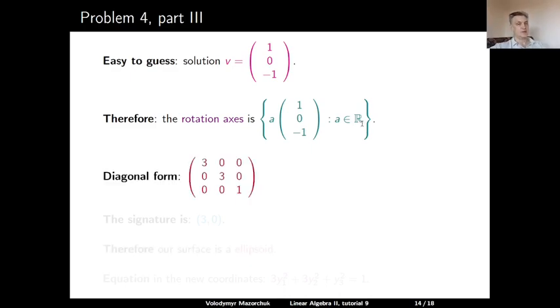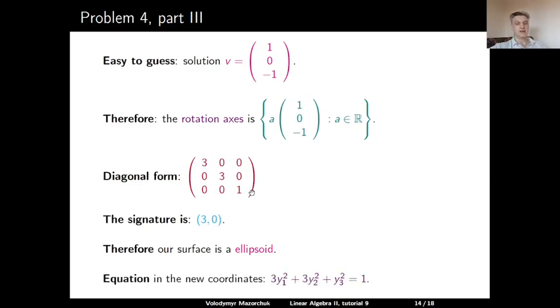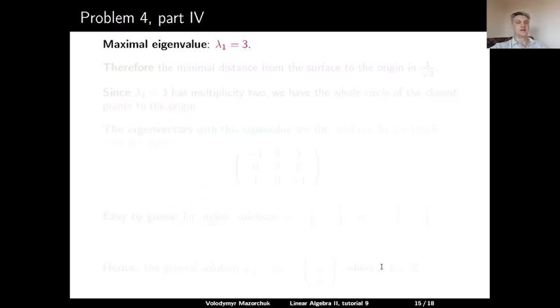So the diagonal form for the matrix of our quadratic form is the diagonal matrix with 3, 3, and 1 on the main diagonal. The signature of the quadratic form is (3, 0). We have 3 positive eigenvalues, which means that our surface is an ellipsoid. And in the new coordinates, the equation for our surface is 3y1 squared plus 3y2 squared plus y3 squared is equal to 1. So the maximal eigenvalue is lambda 1, which is equal to 3. Therefore, the minimal distance from the surface to the origin is 1 divided by the square root of 3.